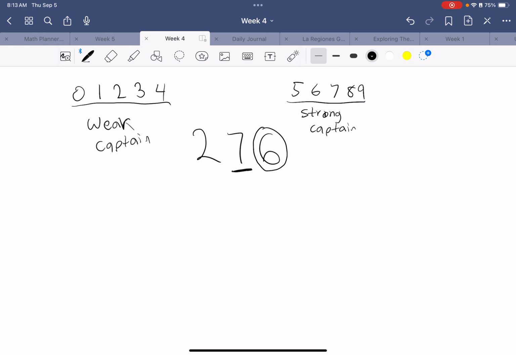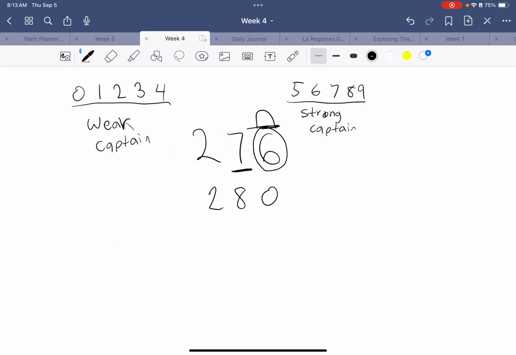So I circle the 6 and I look at where the captain's going to be. The 6, if you notice, is a strong captain, so I'm going to give it a strong captain hat. A strong captain is able to talk to whoever I underline and tell them to go up. So the 6 is going to tell the 7, hey, you, go up, because he is strong. So the 7 will go up to an 8, and whatever number you circled is just going to turn into a 0, and whatever you didn't touch is just going to stay the same.